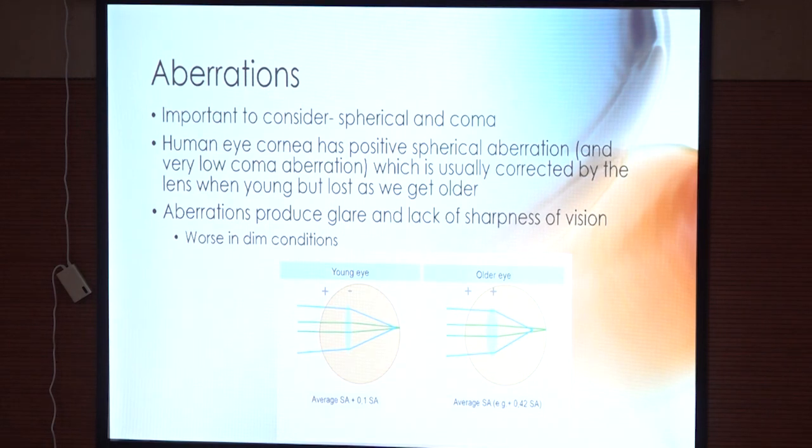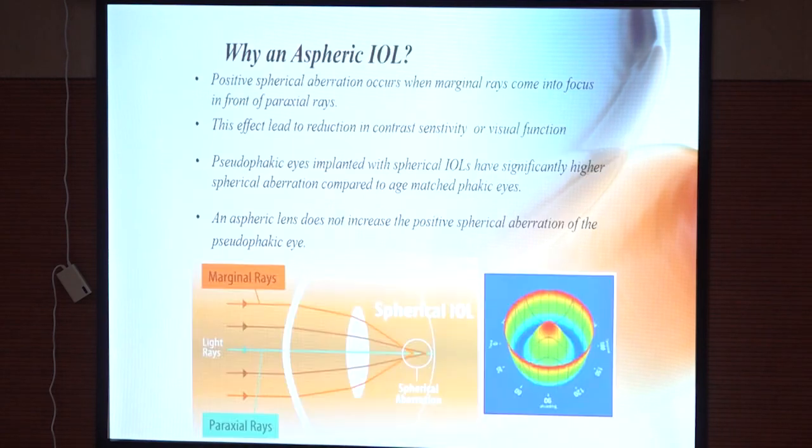In the older eye, the cornea is positive and the lens also becomes positive, so the average spherical aberration increases in an older eye. So when we remove this lens, we try to put a negative spherical aberration lens, that is an aspheric lens, so that it cancels the positive spherical aberration of the cornea and we have better vision and better contrast sensitivity. This I have already discussed. The marginal rays focus in front, and the paraxial rays, that is the central rays, focus behind. This leads to spherical aberration.